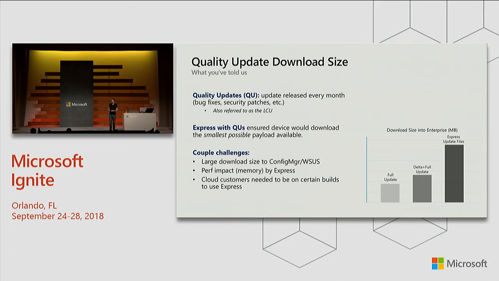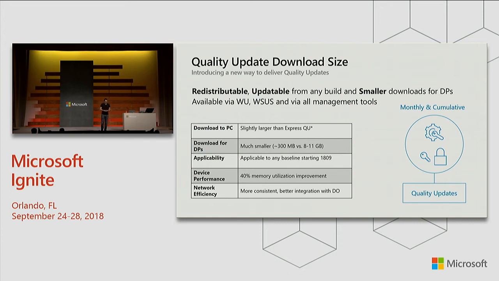We're working very closely with the Windows servicing team to integrate changes that they're bringing based on your feedback. So quality updates, the feedback was that there was a large download size for Config Manager and WSUS, and there was a large perf impact on the memory of your clients using Express to calculate the deltas. There's also limitations based on the particular builds that you needed to be on in order to leverage those Express updates.